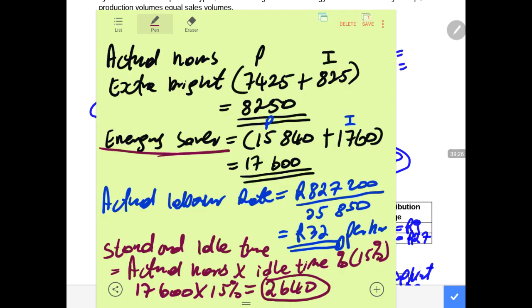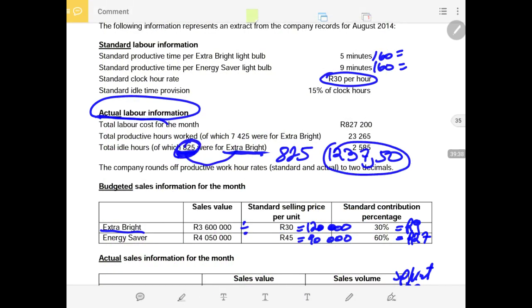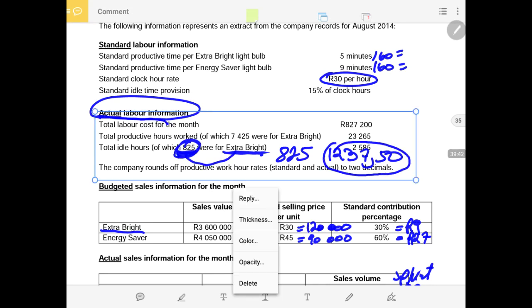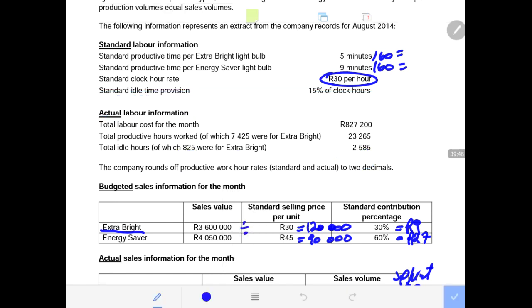Just wanted to confirm. So now these are the hours that they were expected to idle when they are producing the energy saver product. Now let us check in actual fact, did they idle more or less than what was expected? Now let's go and check on that. We know that our idle time total is 2,525 and 825 of that amount is for the extra bright.